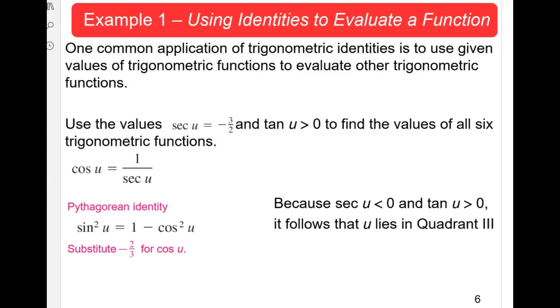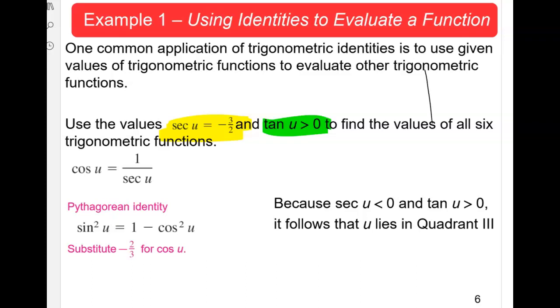In example 1, we're going to be using identities to evaluate a function. One common application of trigonometric identities is to use given values of trigonometric functions to evaluate other trigonometric functions. So in this case, we are given the value of secant of u, which is equal to -3/2, and the fact that the tangent is positive. So first we need to figure out which quadrant we will be working with.